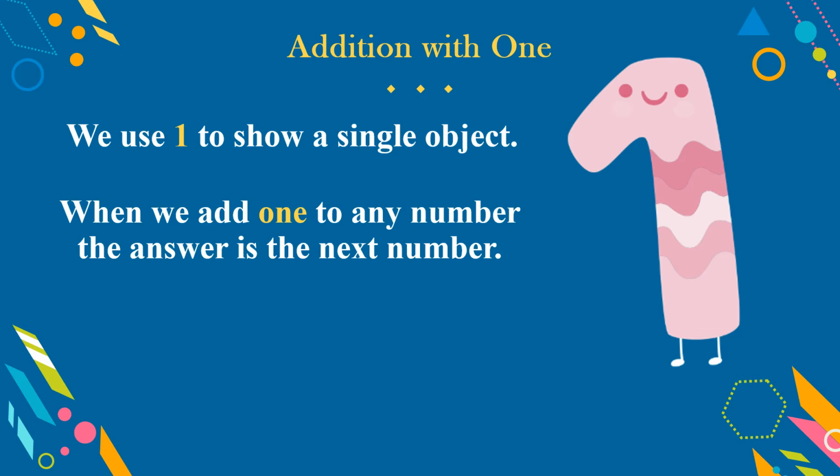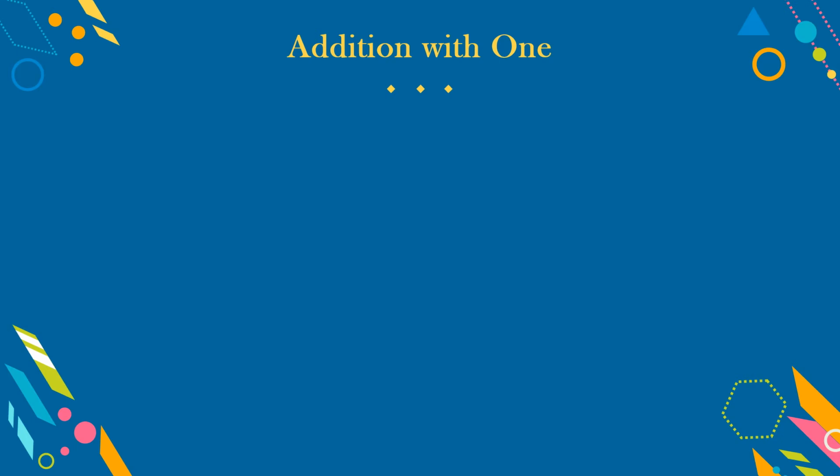Addition with 1. Why we use 1? We use 1 to show a single object. किसी single object को represent करने के लिए हम 1 use करते हैं. Let's see what happens when we add 1 to any number. When we add 1 to any number, the answer is the next number. जब भी 1 को किसी नंबर में ऐड करेंगे तो हमने काउंट नहीं करना, हम उससे नेक्स्ट नंबर लिख देंगे.